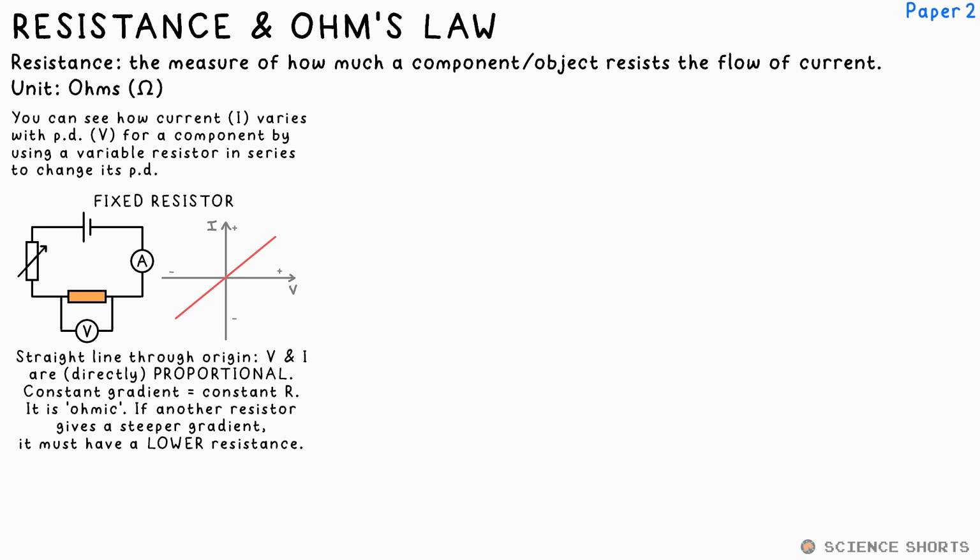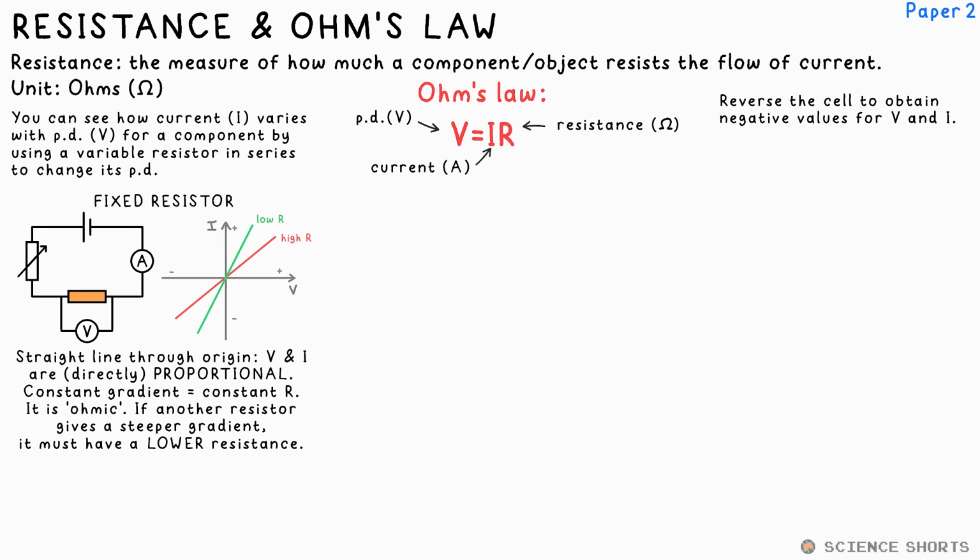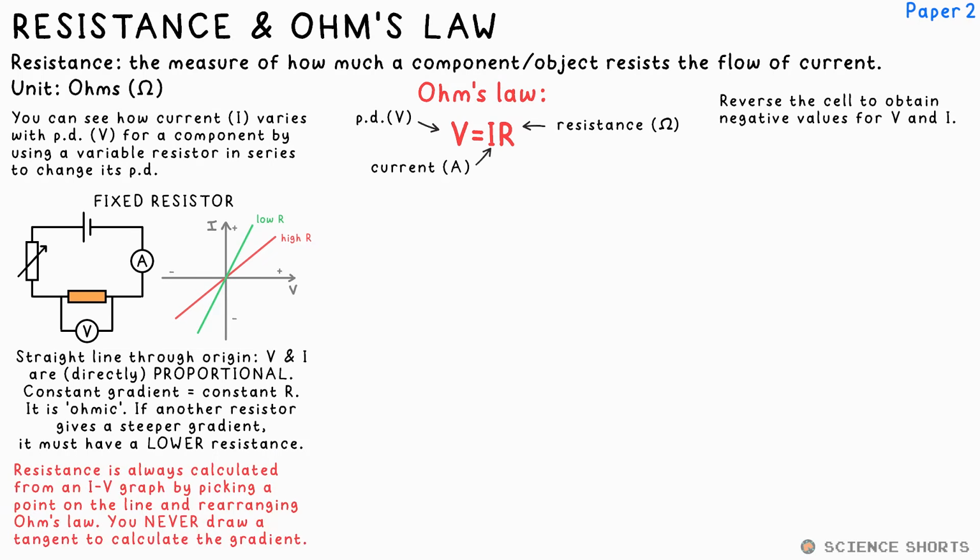This straight line with a constant gradient shows that the resistor has constant resistance. We say it's ohmic. The steeper the gradient of this line, the lower the resistance of the resistor, as more current is flowing per volt. The equation for resistance is Ohm's law, V equals IR. We can get the resistance of a component from an IV graph like this by picking a point on the line and rearranging Ohm's law, so R is equal to V over I. For a resistor, you'll end up with the same answer no matter what point you pick.